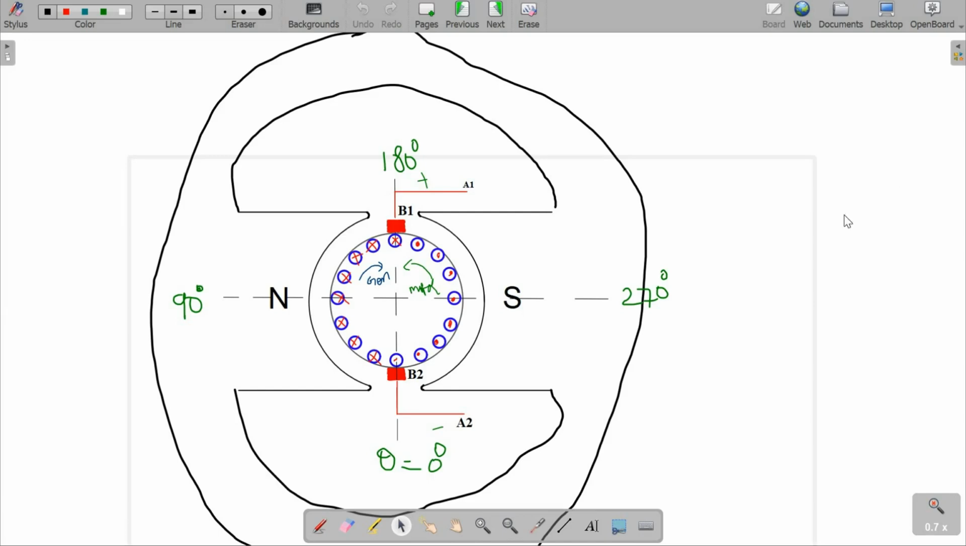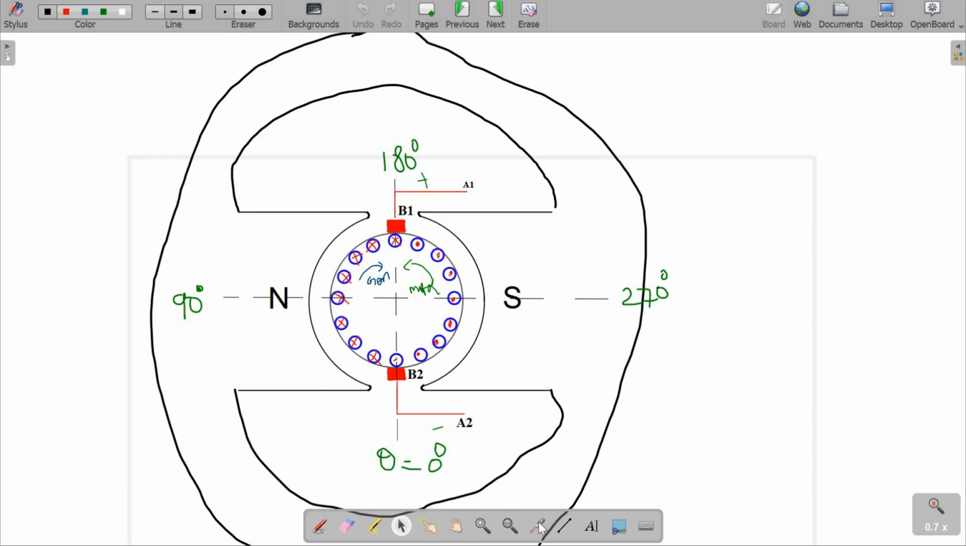Today in this video, we are going to see how the field flux density distribution takes place in a DC machine. If you see here, this is a typical DC machine shown in this figure.